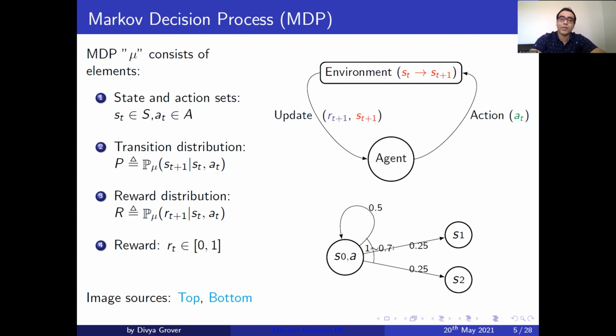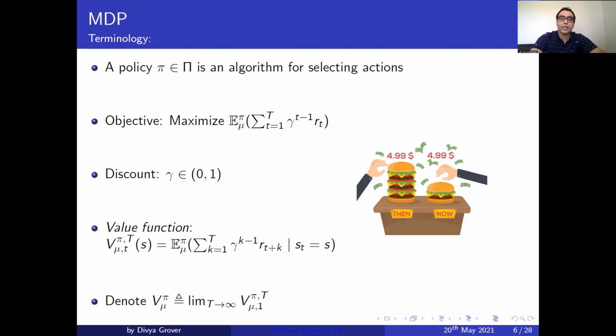And this is the mathematical model you need to solve first before you can proceed to something more complicated, which is reinforcement learning, where you don't even know the MDP mu. So we will discuss that later. So essentially, MDP. To make things more formal, what we want to find is a policy. A policy is an algorithm for selecting actions. And essentially in this MDP, what we want to maximize is the sum of rewards.